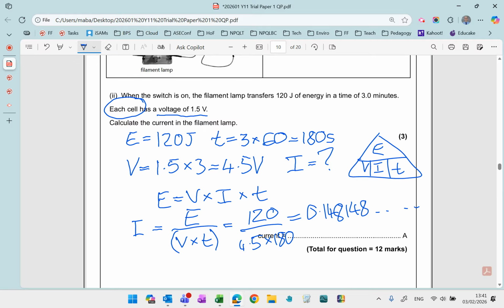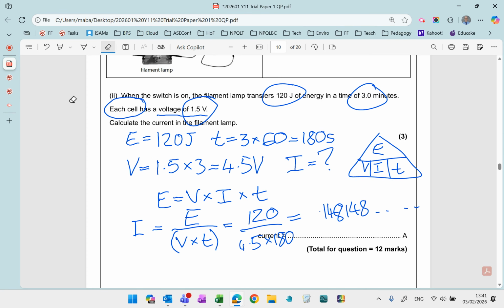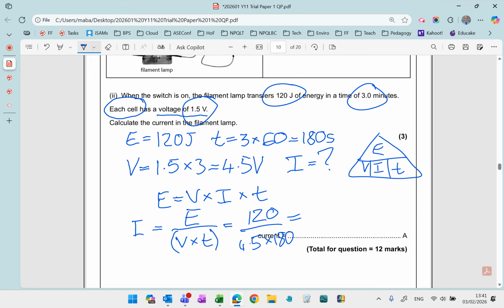So how many significant figures do you think I need to give my answer to? Well, I've got to look back at the question. That's 2 significant figures, that's 2 significant figures, that's 3 significant figures. So I'm going to give my answer to the lowest number of significant figures of the input data, which is 2. So my correct answer is 0.15 amps. Job done.